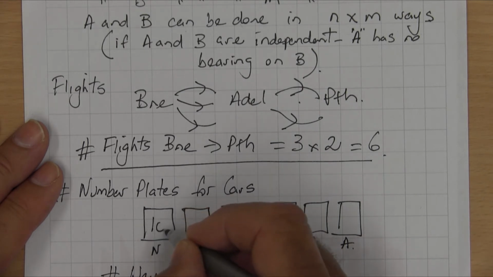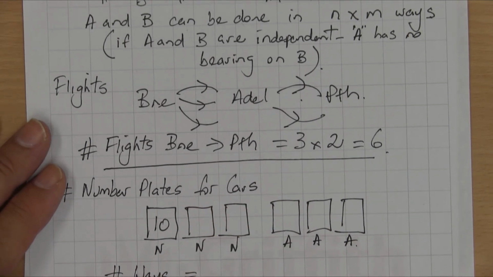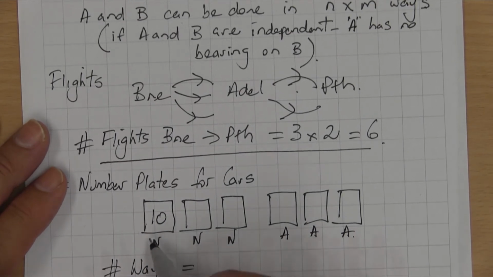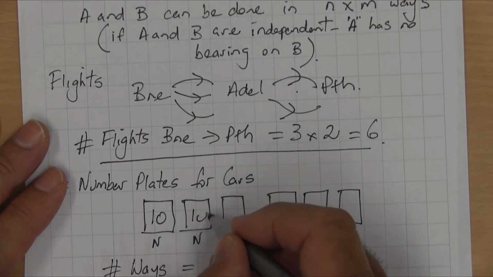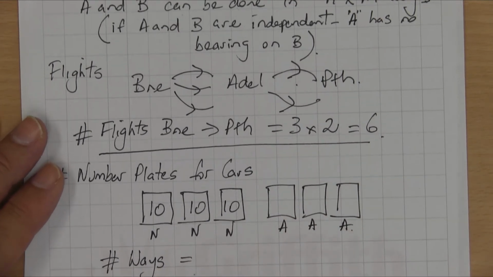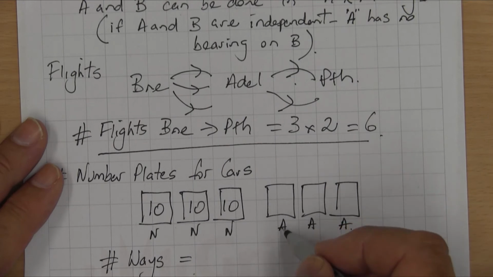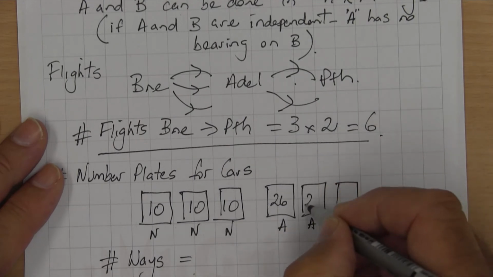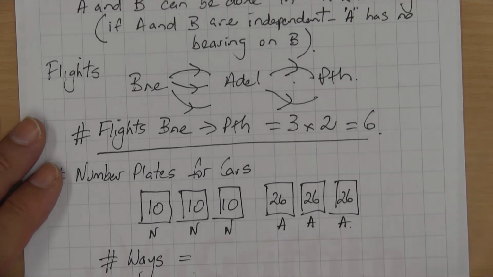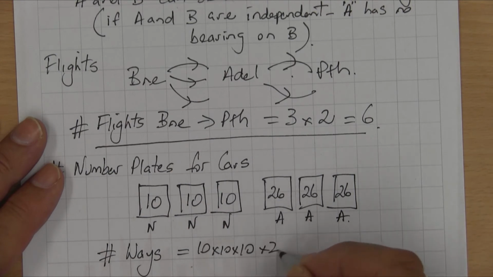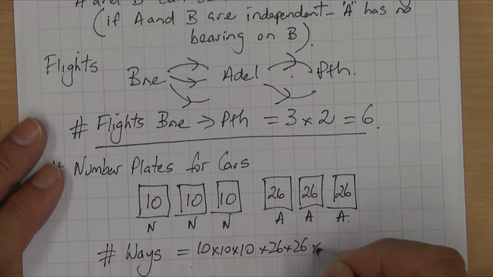Well, I think you will agree there's 10. So we've got 0 to 9, don't forget 0, there's a possible number to go in there. We've got 10 there, and we've got 10 there. How many different letters could go there? 26, 26, 26. So the total number of ways is 10 times 10 times 10 times 26 times 26 times 26.